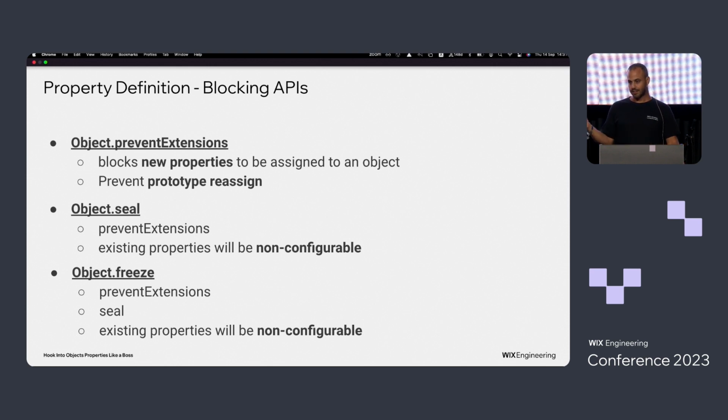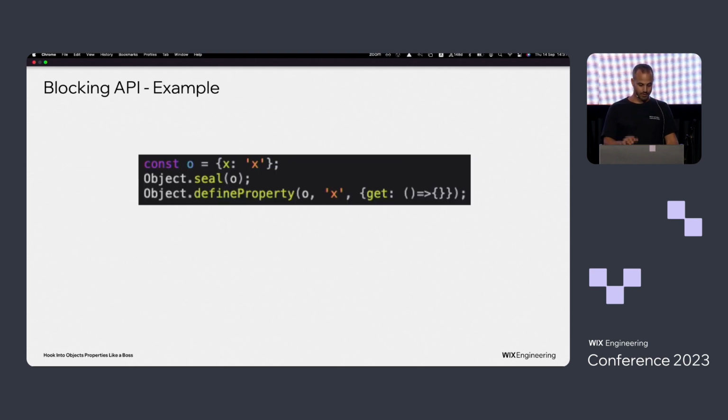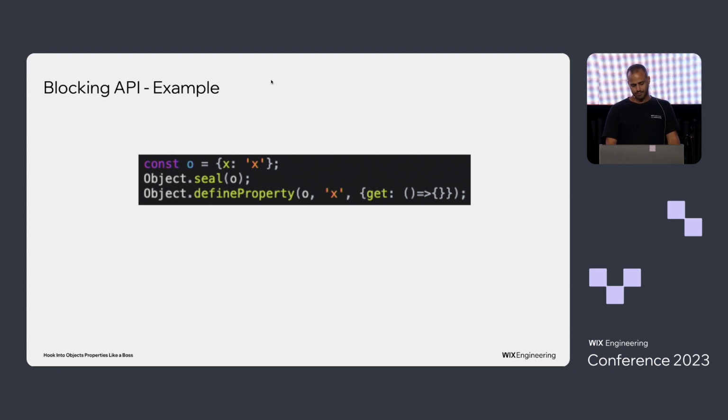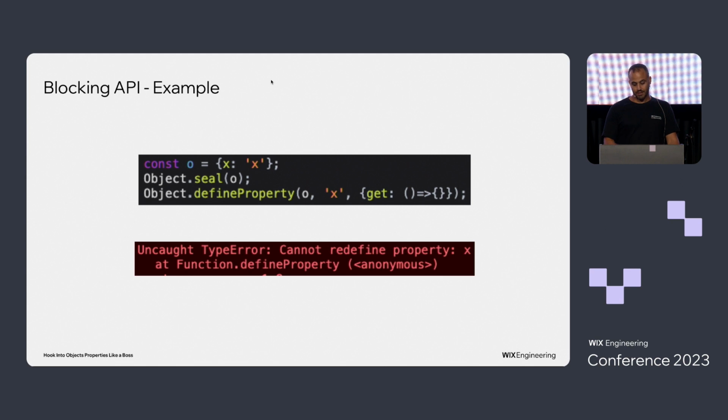And it's important. I will show it in the last slides, actually, why it's so important. Some example: if I set a seal on some object, and I try to define a property, I will get an error.